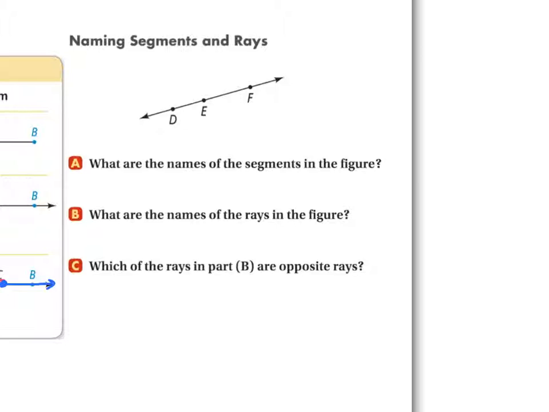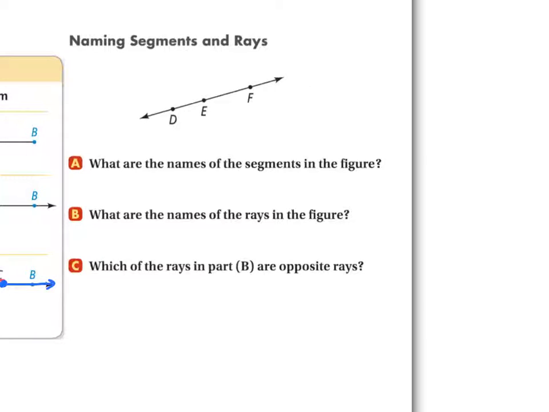Naming segments and rays. What are the names of the segments in the figure? Did they say how many to name? Did they say name one or name two? We want all of them. Your homework will say the same thing. If they say name the rays, they mean name all the rays. If they say name the segments, they mean name all the segments, okay? So looking at that diagram, what segments do we have?